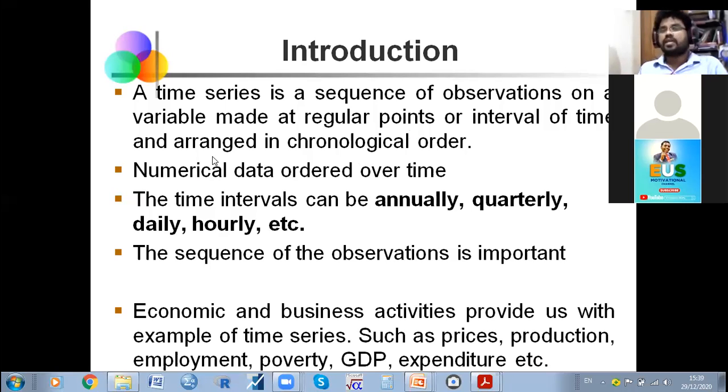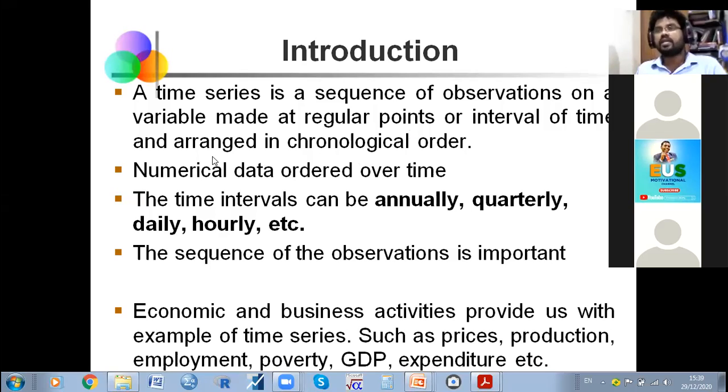For example, if I collect information from you: what is your weight at the age of 1 year, what is your weight in the second year, the third year, the fourth year, and so on. If I collect a sequence of observations on a variable at regular points, year by year, that is a time series.